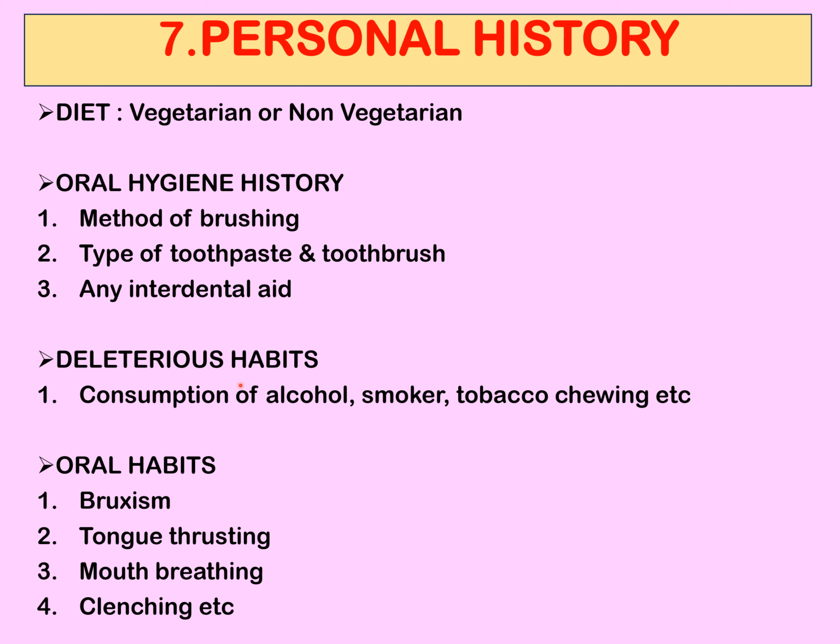Next, we ask the patient about deleterious habits, whether the patient consumes alcohol or smoking habits, or if he has tobacco chewing habits. Next is oral habits. In this, we take into consideration about bruxism, tongue thrusting, mouth breathing, and clenching habits.